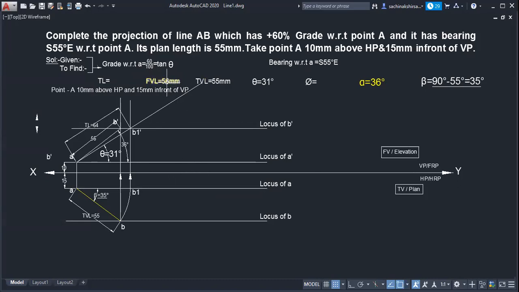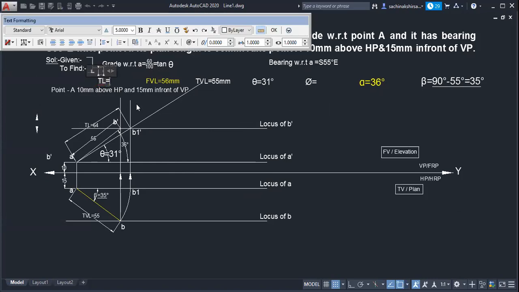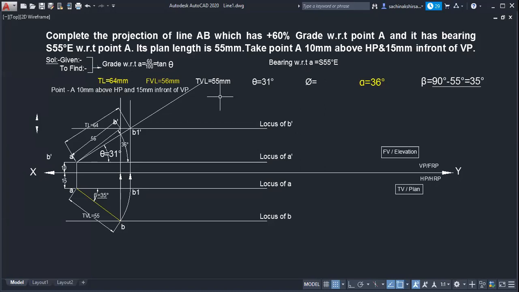So we got FVL. We got alpha. Again, what have we calculated? Theta. True length also we have calculated, or was it given? True length we calculated, no? 64. Yes, sir. Okay, true length also we have calculated. What remained? Phi. Okay. Who will tell how to find phi?